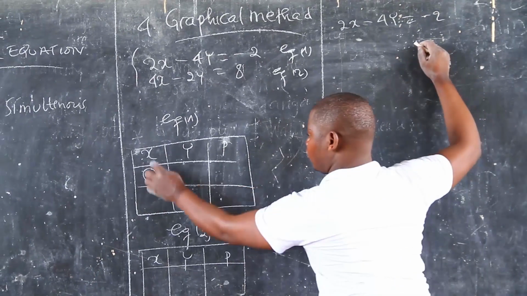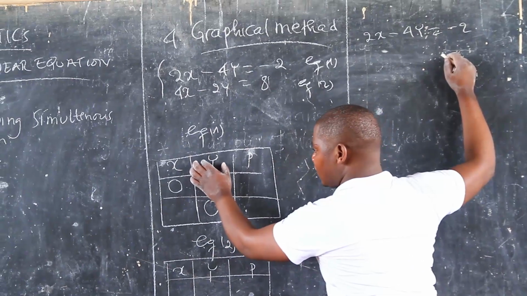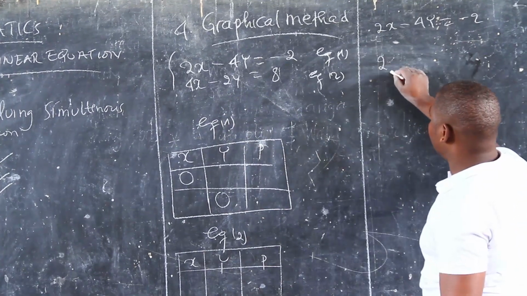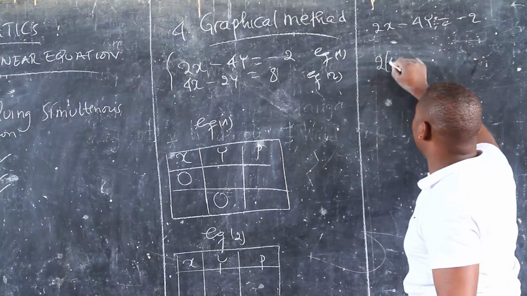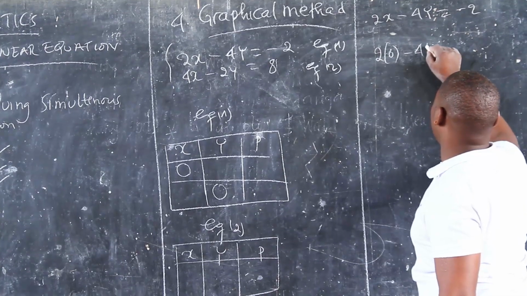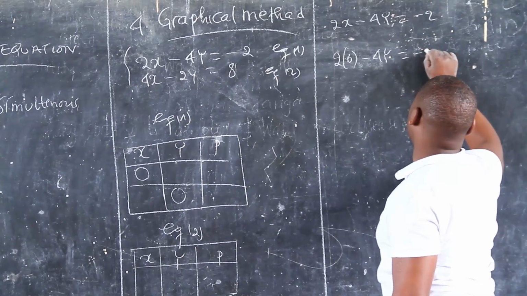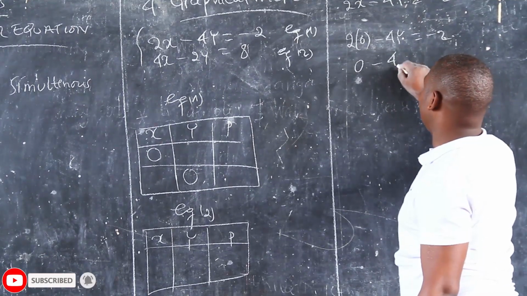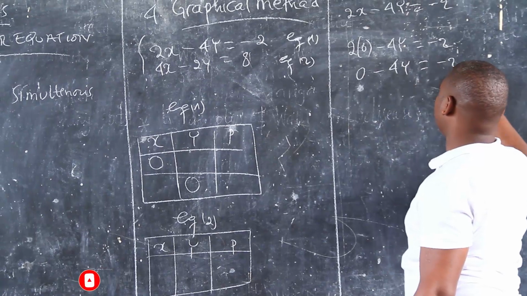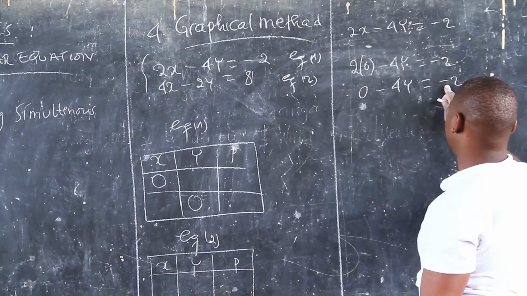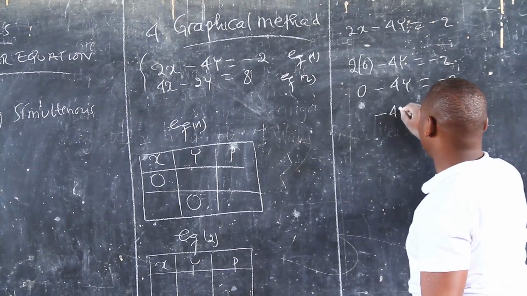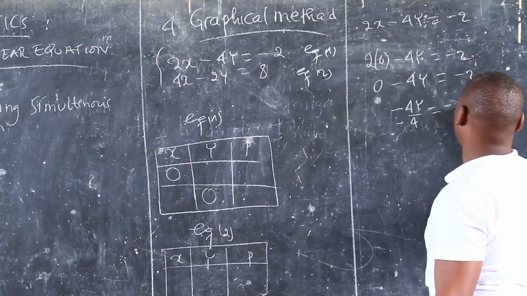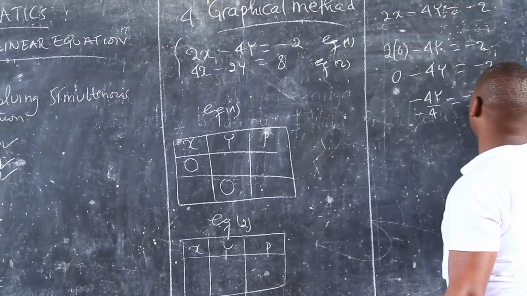So if x equal to 0, what is the value of y? I replace x with 0: 2 times 0 minus 4y equal to negative 2. 2 times 0 equals 0, negative 4y equal to negative 2. Negative cancelling each other. Negative 4y over negative 4 equal to negative 2 over negative 4.